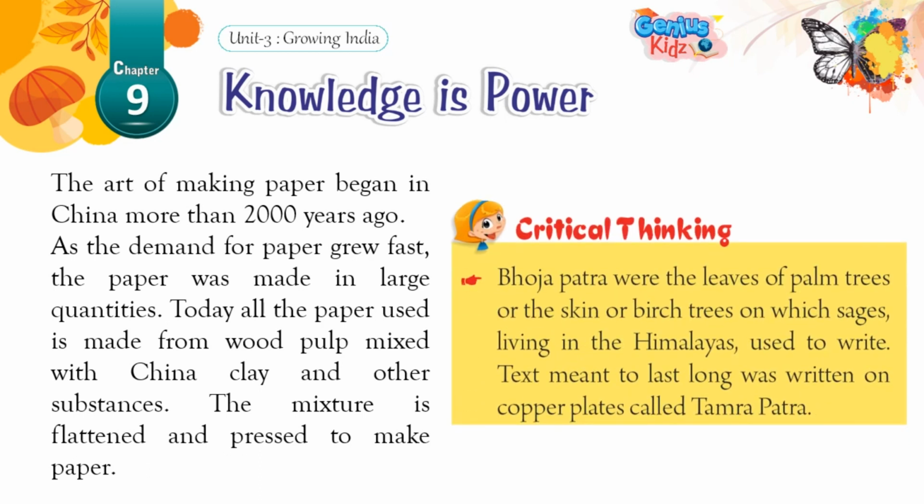Critical thinking. Bhojpatra were the leaves of palm trees or the skin of birch trees on which sages, living in the Himalayas, used to write. Text meant to last long was written on copper plates called Tamrapatra.